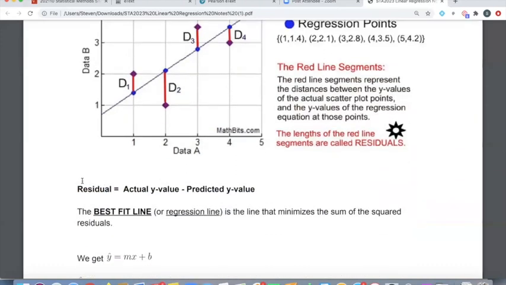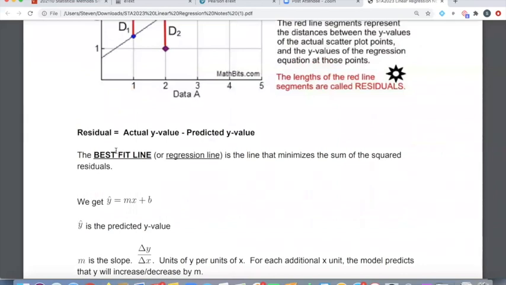So the residual is your actual y value, in this case that would be 2, minus the predicted y value, the one on the line, looks like about 1.3 or something. So this guy here would have a positive residual because he's above the line. This guy would have a negative residual. He's below the line. Positive residuals are above, negatives are below.